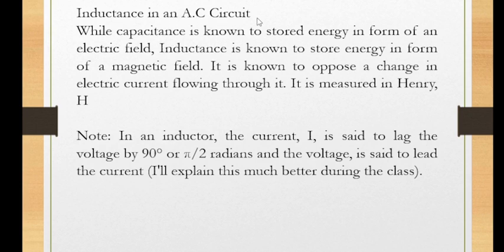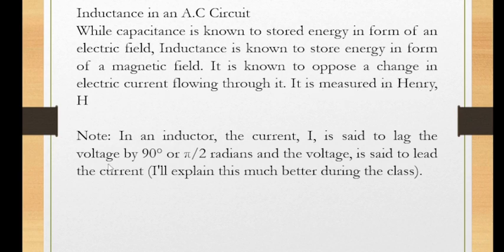So inductance, the former one was a capacitor in an AC circuit. Now, inductance in an AC circuit. While capacitance is known to store energy in the form of an electric field, inductance is known to store energy in the form of a magnetic field. That's just the difference. An inductor opposes a change in electric current flowing through it. It is measured in Henry.